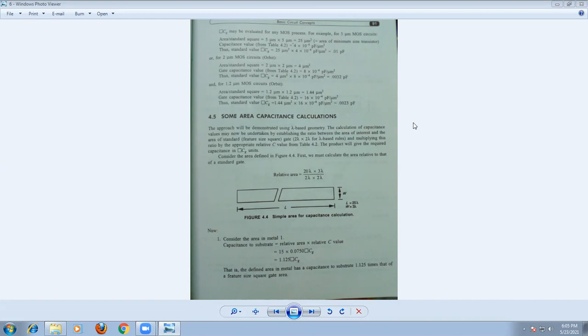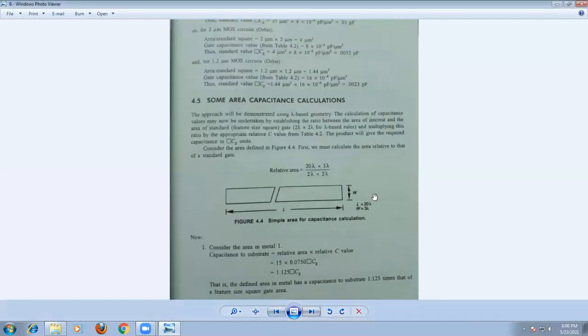In the previous class, we discussed the standard unit of capacitance. So what is the standard unit of capacitance? For a minimum size, feature size transistor, the standard unit of capacitance is represented by 1 square Cz. And the value of this 1 square Cz is different for different technologies.